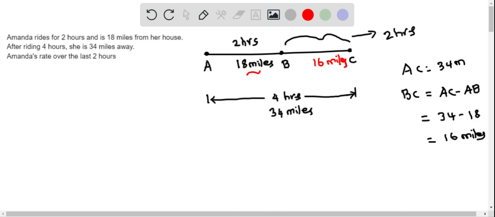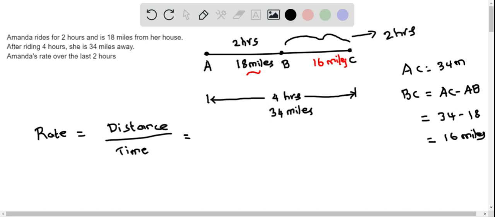So now we can find Amanda's rate over the last 2 hours. Therefore her rate over the last 2 hours equals distance traveled over time taken. So I put this as distance over time. She traveled about 16 miles in the last 2 hours, and she took 2 hours.